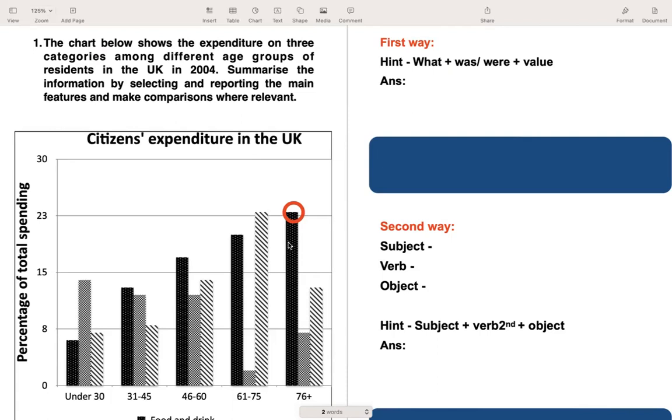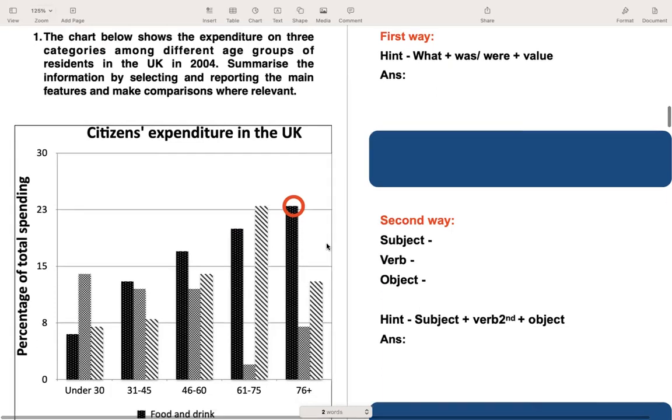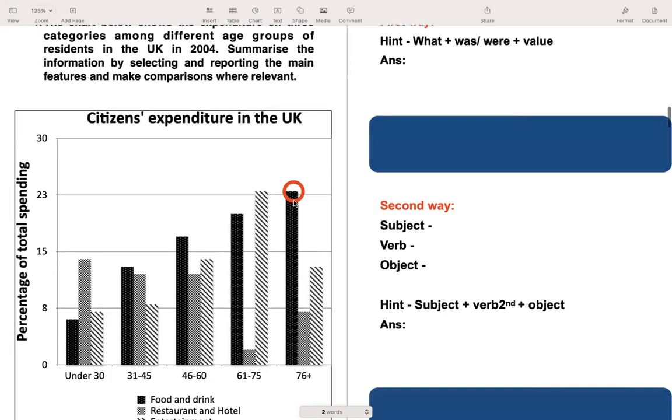You're leaving one crucial thing though. Look at the graph again and tell me what this thing is. You're not completing your what. So you're saying, percentage of expenditure on food and drink by citizens, but it's not the expenditure by citizens. It's expenditure by someone else. Look at the graph. This is the expenditure by residents over 76 years, in the UK. Over 76 years old.